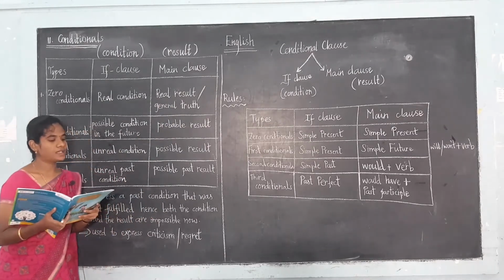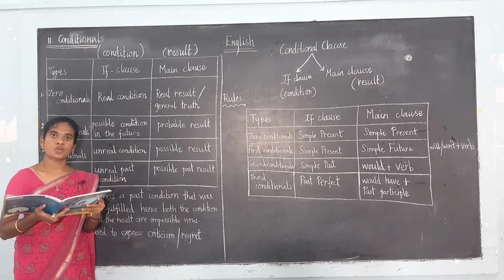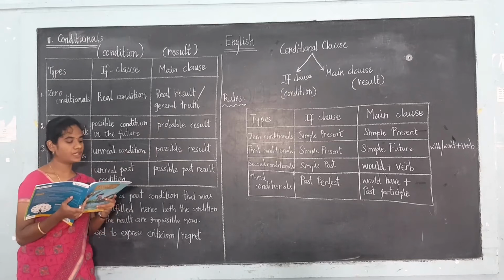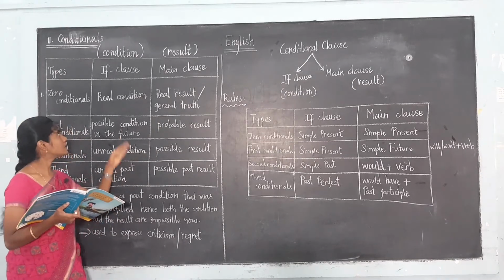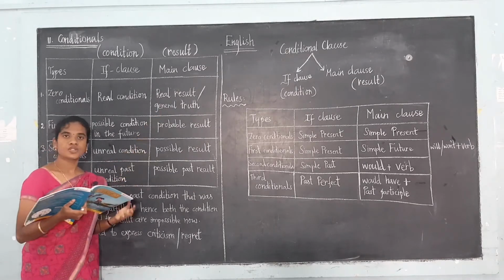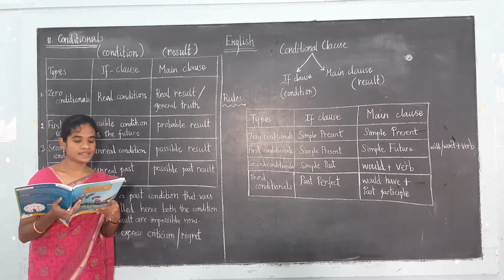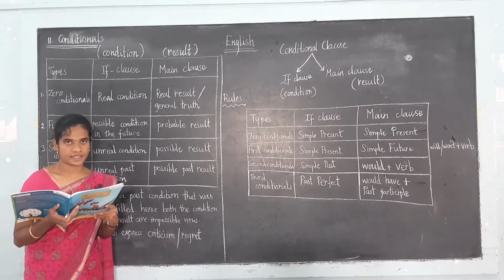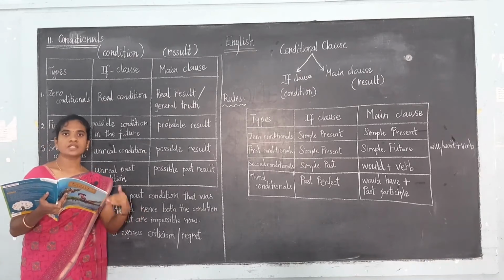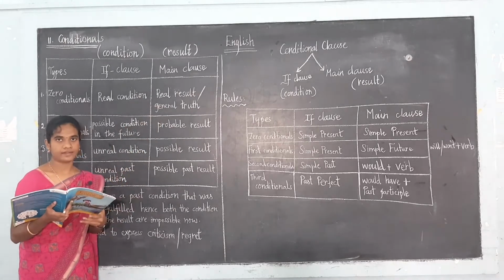See the example: if you heat water, it boils. It is a general truth. If we heat water, that is a real condition, and it boils is the general truth. See the next one: if Sunena sleeps late, she gets a headache. It is a real condition and has a real result.